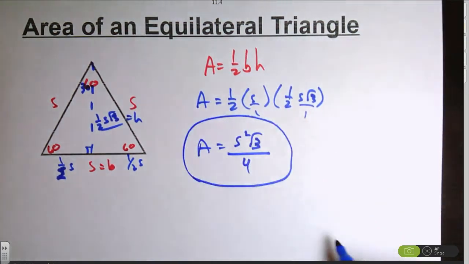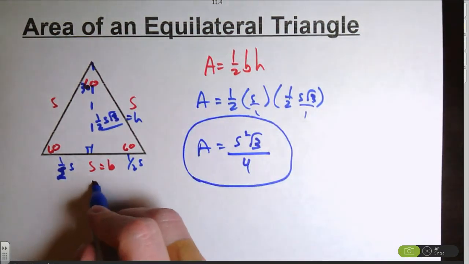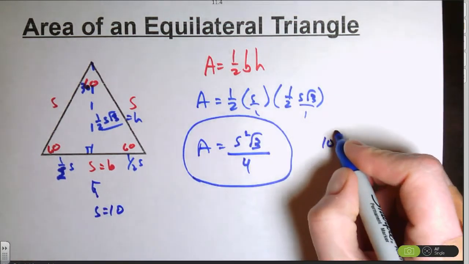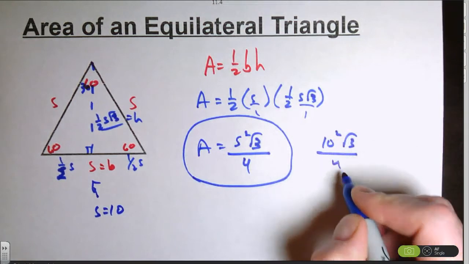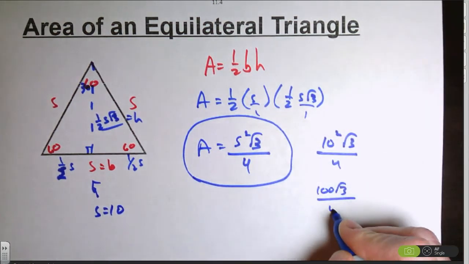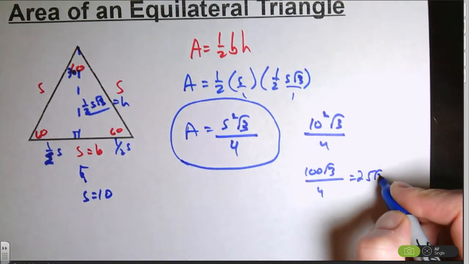So if I want to know the area of an equilateral triangle, all I have to do is take a side length, like let's say, for instance, S equals 10. Okay. It would be 10 squared root 3 over 4. 10 squared is 100. 100 root 3 divided by 4, well, I can divide 104 into 25.